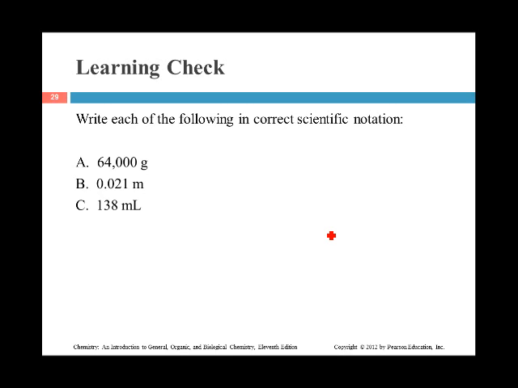All right, so I'll give you a chance to do this on your own real quickly. All right, so we have an invisible decimal here. Remove it 1, 2, 3, 4 times to get it after the 6, because you need to be after the first number from left to right. 6.4 × 10⁴, because we moved it 4 times, grams.